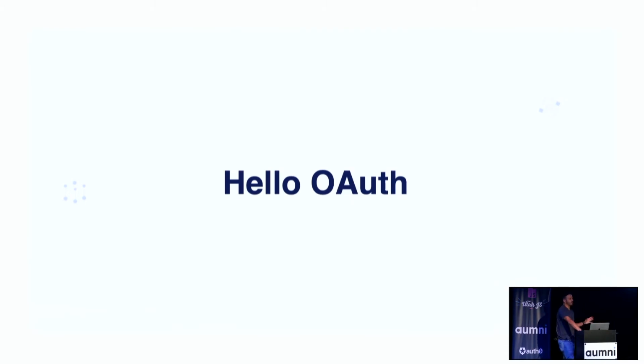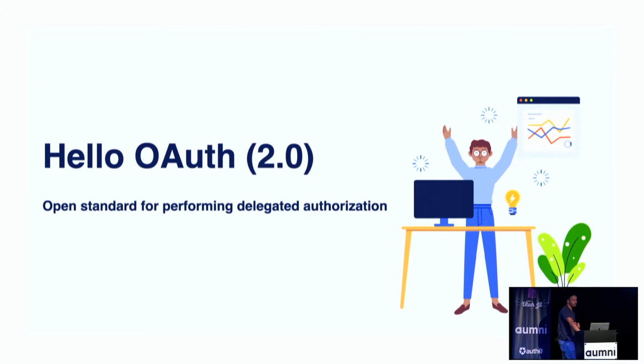So this is where OAuth came into play to kind of fix this scenario. And specifically 2.0 is the current version today. This is the open standard for performing delegated authorization. So we're allowing a particular app to work on your behalf with another app, but you're doing it in a certain way that avoids those two big pitfalls.